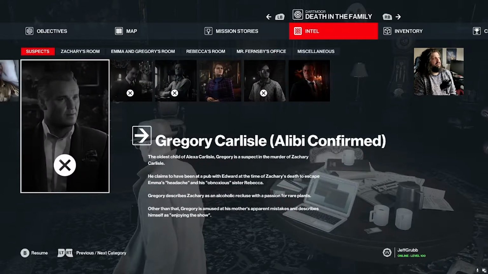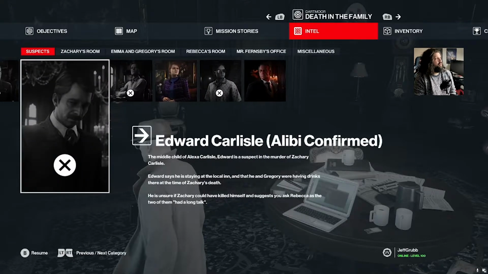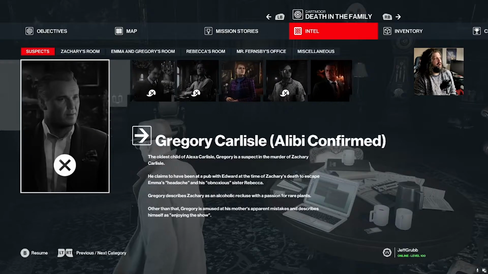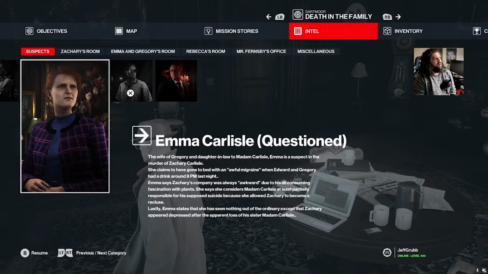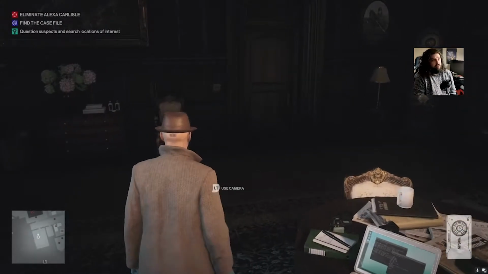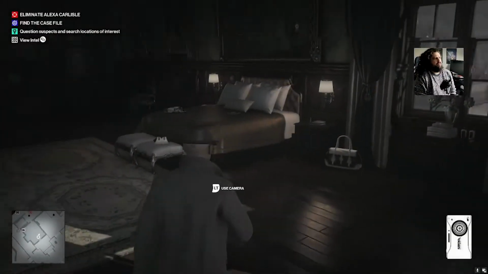So we've eliminated a lot of people. Dipshit was talking to the girl. She was in a conference call. They were drinking at the pub. Now, did he commit suicide? That's still possible. Emma doesn't have an alibi. Fernsby doesn't have an alibi. That, you know, clearly we should go check out Emma's room. So let's look around Emma's room, see what we can find.